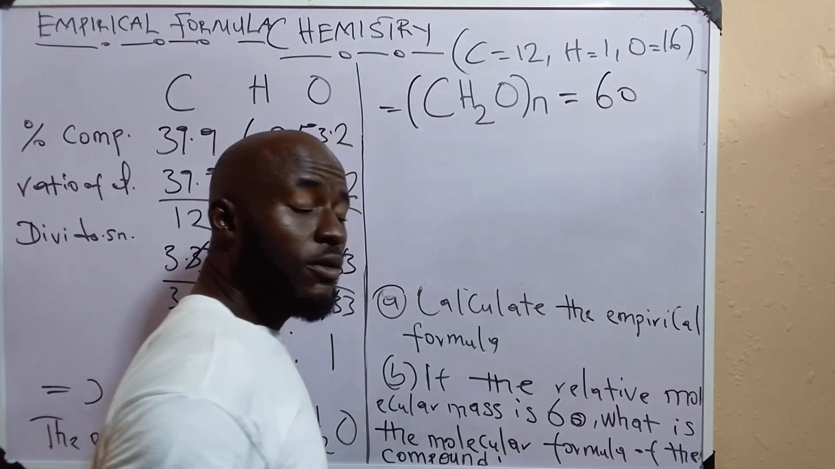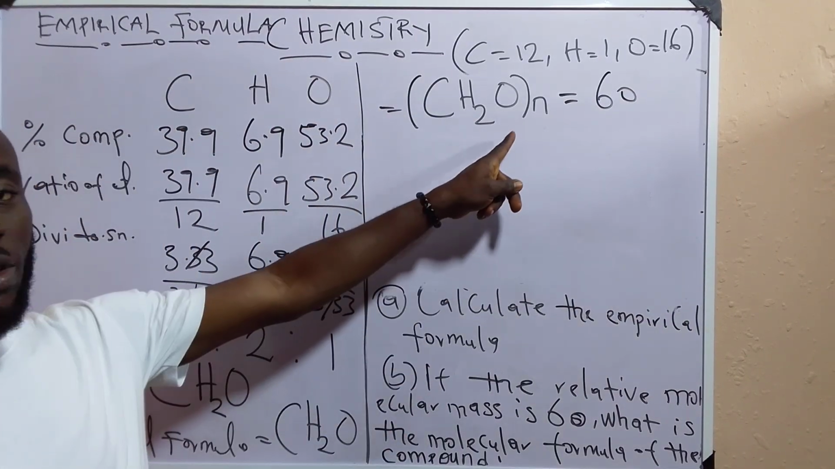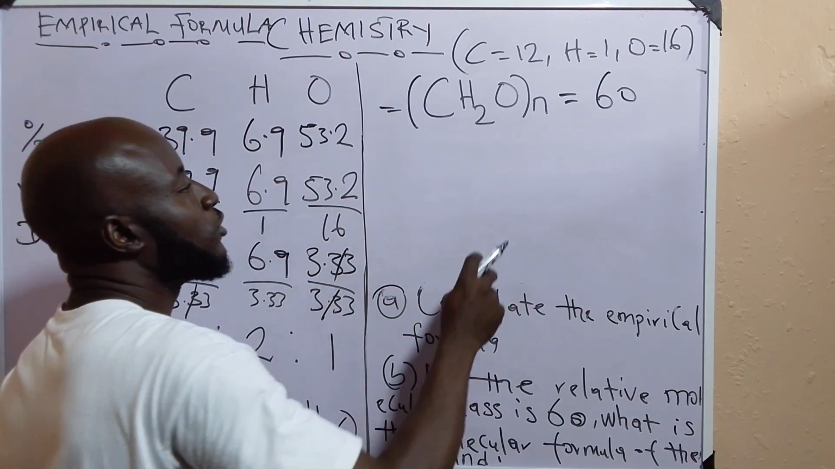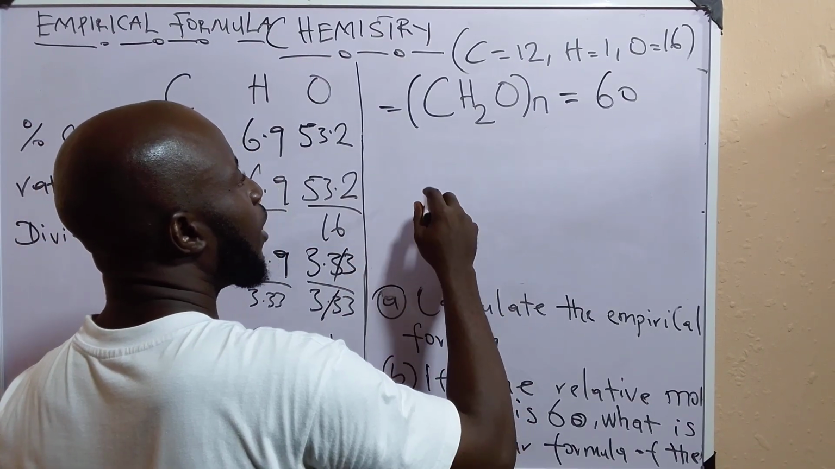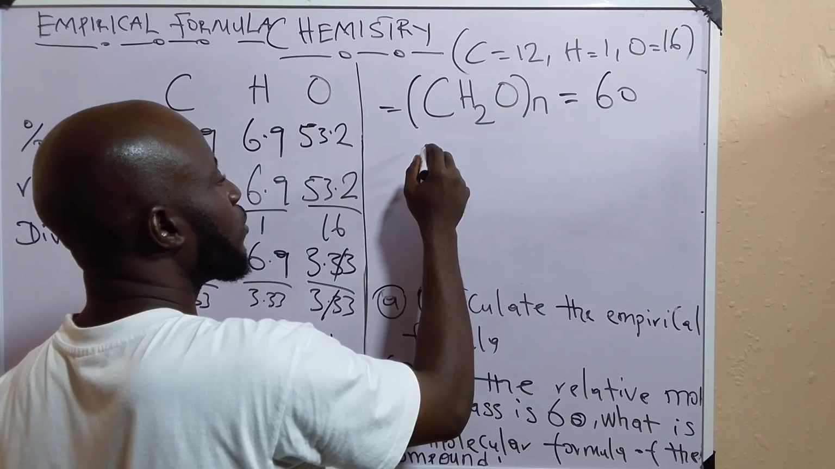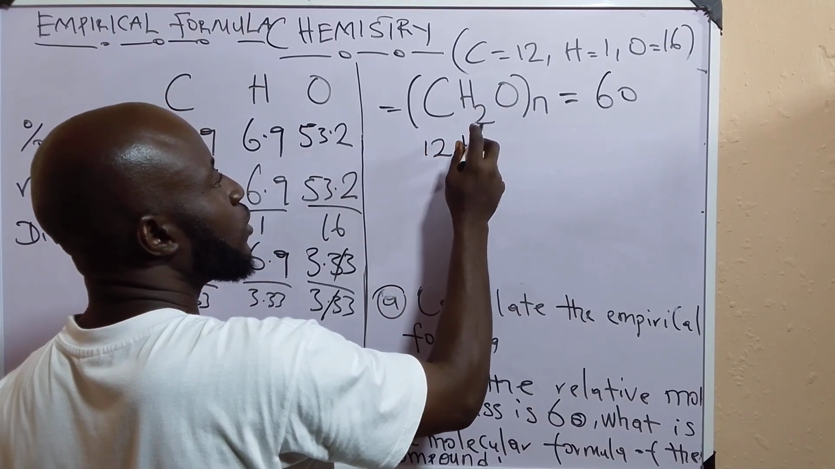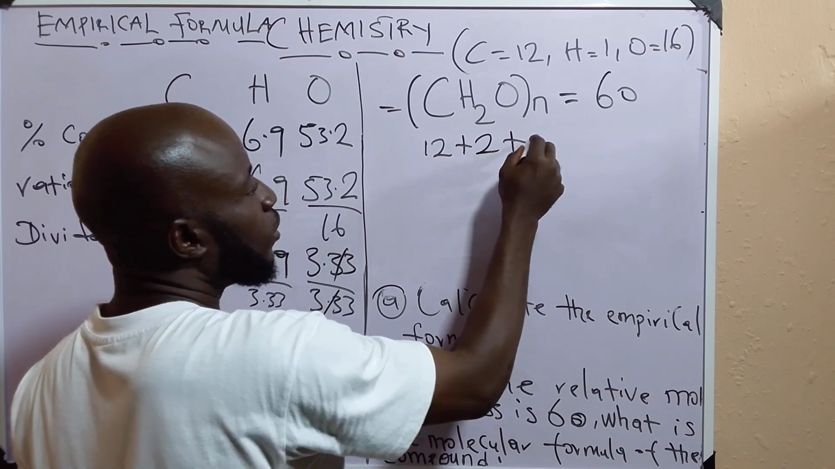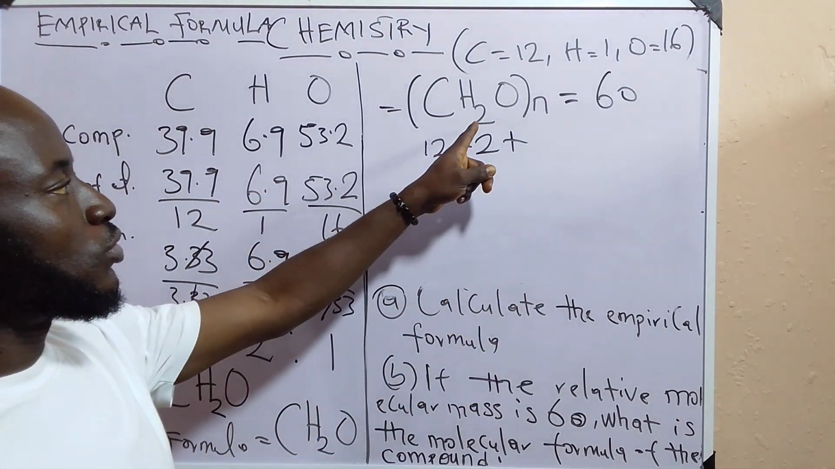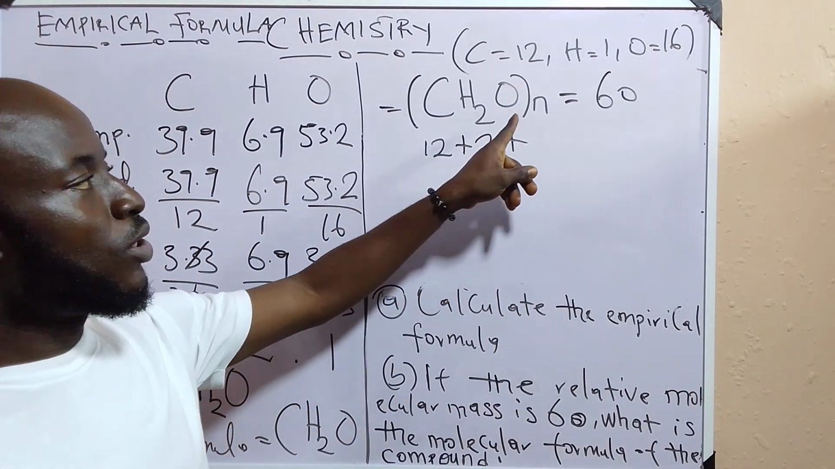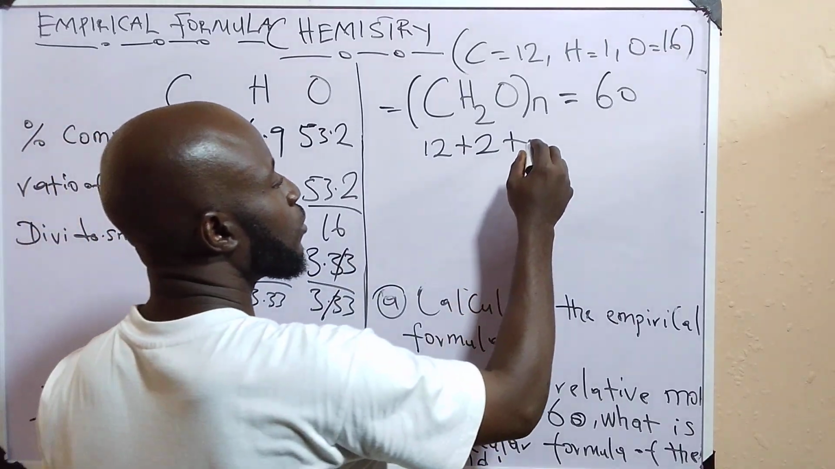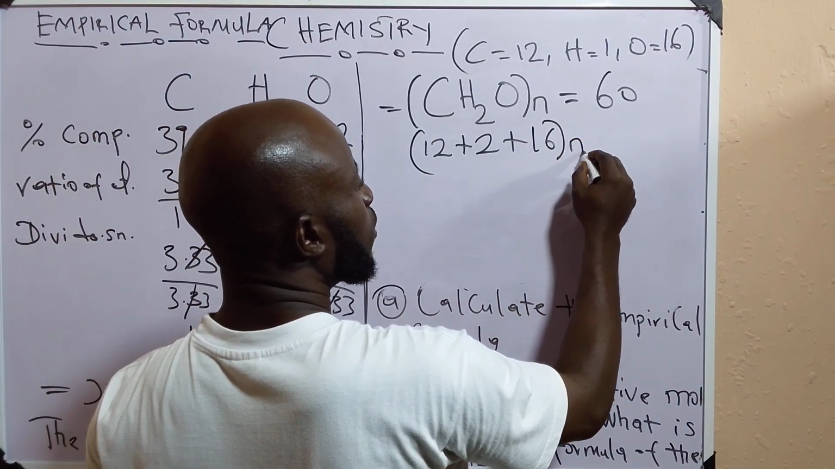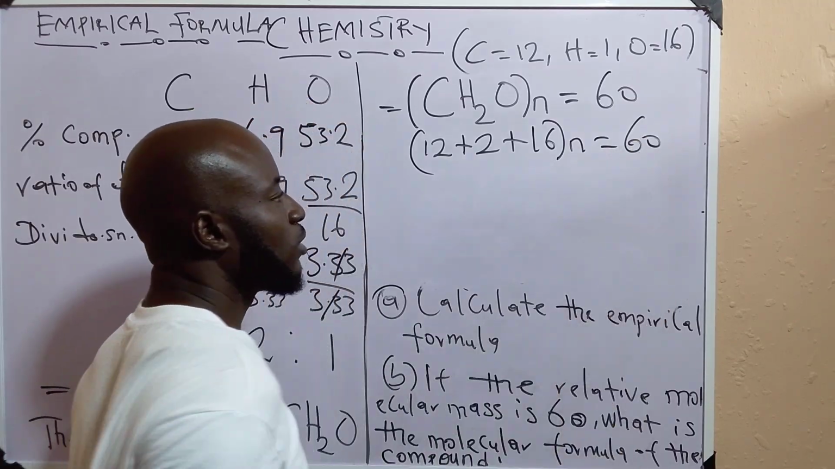Are we there? So that means we are looking for the value of N so that we know our molecular formula. From here, we have carbon is 12 in the question. So this is 12 plus, hydrogen is 2, so 1 times 2 is 2. Oxygen is 16. So you now put your 16 here. Open bracket, close it, N equals 60. Are we together?